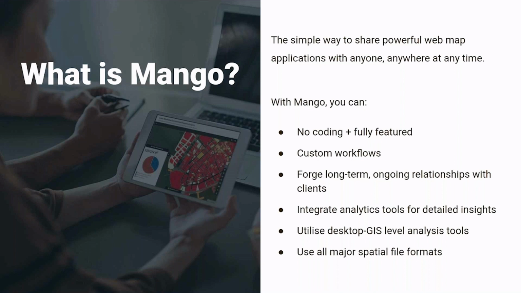And on a final note, as we're with Global Mapper here, and Global Mapper is famous for the amount of file format support, we support all major spatial file formats. So when you're creating maps in Mango, you can use shape files, file GDBs, rasters, KML. All of the most popular formats are supported by Mango.